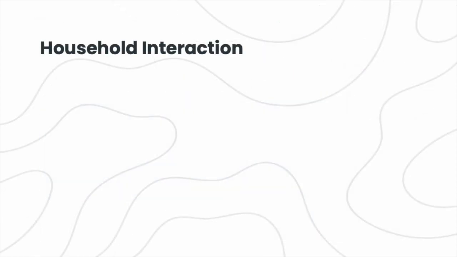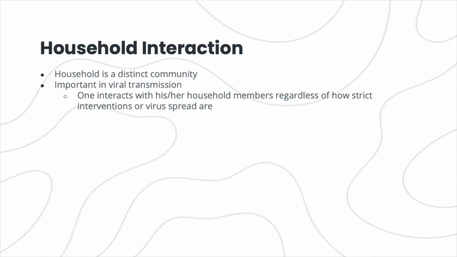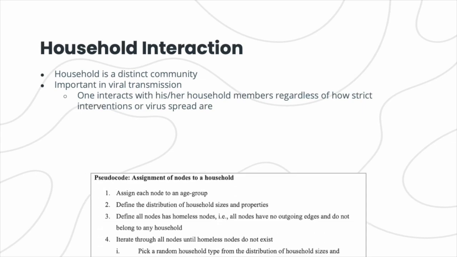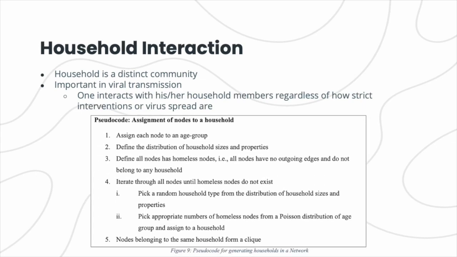The household interaction is important because it is a form of community. It is especially important in viral transmission because the interactions with household members exist regardless of how strict the government restrictions are. The following pseudocode is used to create a network of households.